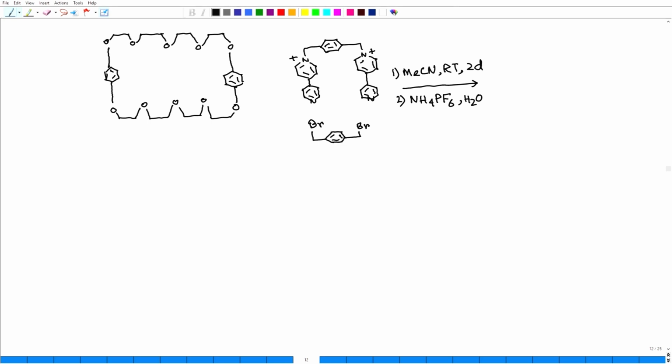So, what happens? You get this compound and then this binds here. Here it reacts and you form this particular compound.